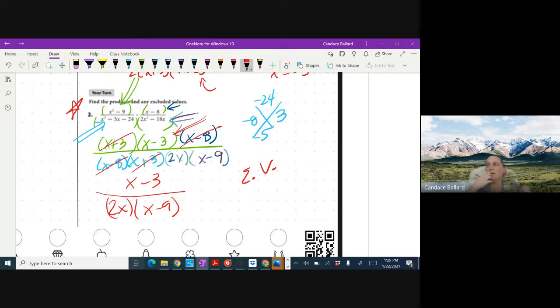So when we're looking at excluded values, we need to make sure we set each term, this term and this term, individually equal to 0. So I'm going to divide by 2, which 0 divided by 2 is 0. So 0 is an excluded value, because if I put 0 in here, it would make the whole thing 0. And then I'm going to move the 9 over, so 9 is also an excluded value. So good job on the 9. Got to work on the 0. That was a little bit tougher to see.